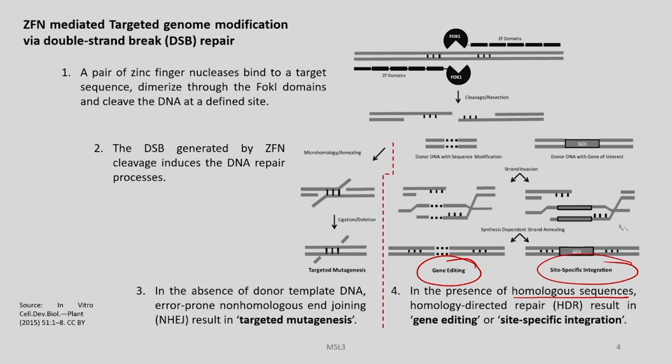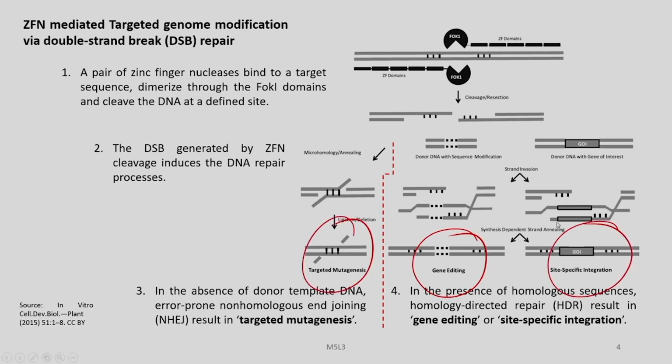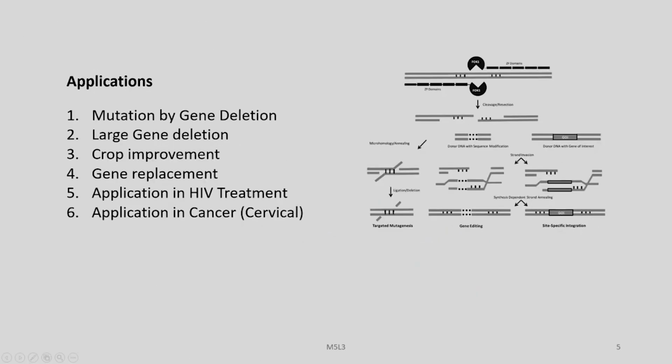So, these are the methods in brief by which ZFN is utilized for genome editing and engineering. In this case, this is editing, and these are examples of engineering, where you have incorporated a whole gene or caused some mutation in the wild type gene. So, what are the various applications?